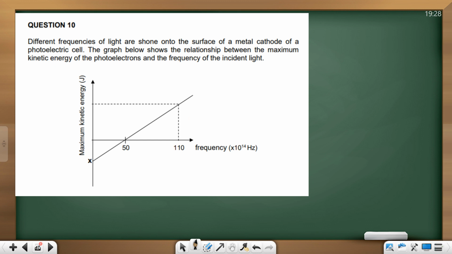Easy. Beautiful. What do we have on the X? Frequency. Use a formula that has that X variable. So what is my E? E equals hf. So what's my gradient here? h, Planck's constant. Make sense? What is X? Work function.